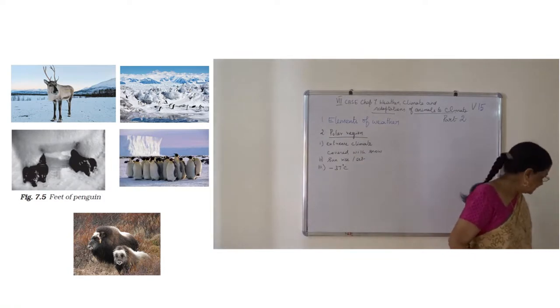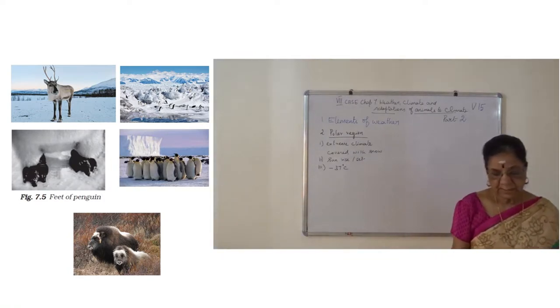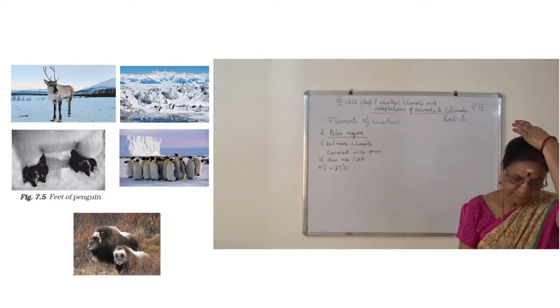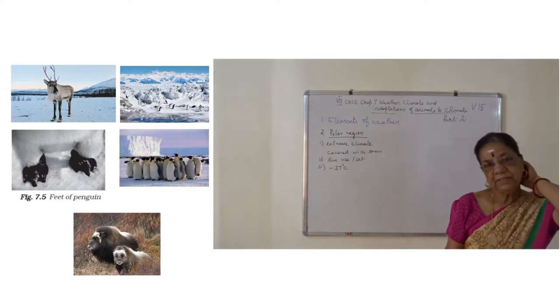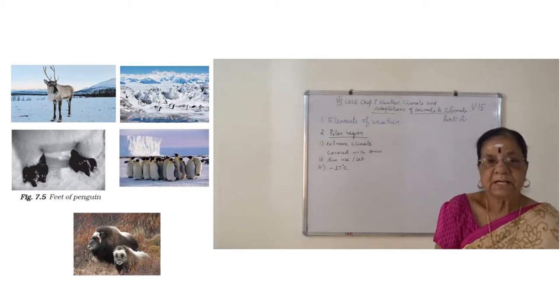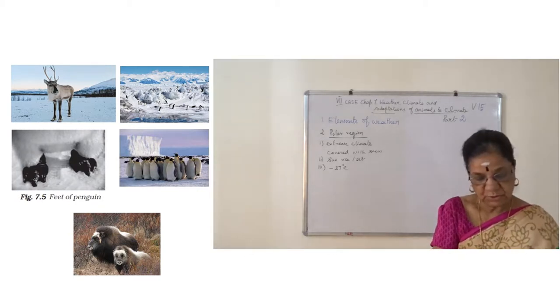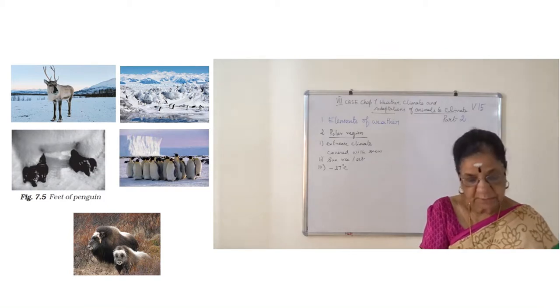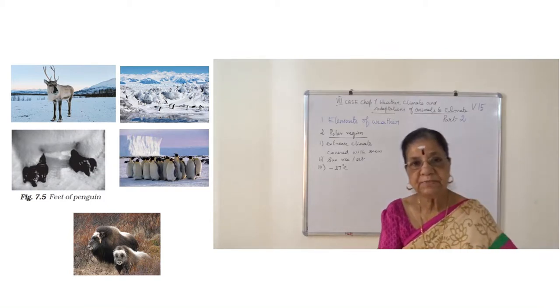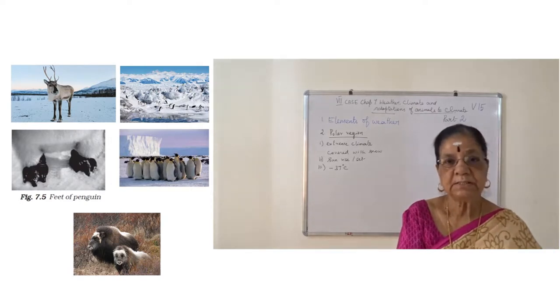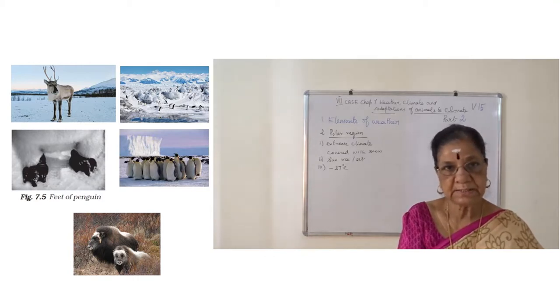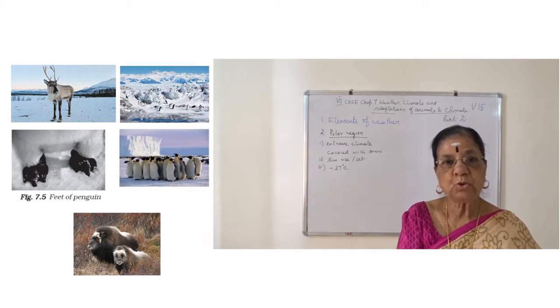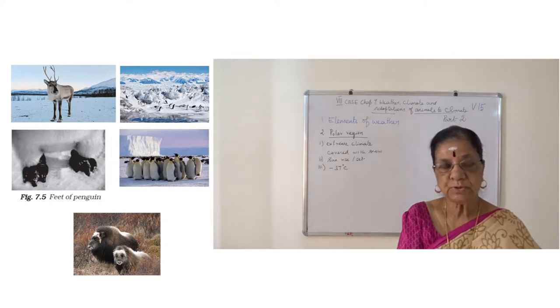Then one more point about the polar region: the climate of a place affects the organisms that live there in many ways. First, adaptations to cold climate. The countries in the polar region do not receive direct sunlight. As a result, they are cold throughout the year.